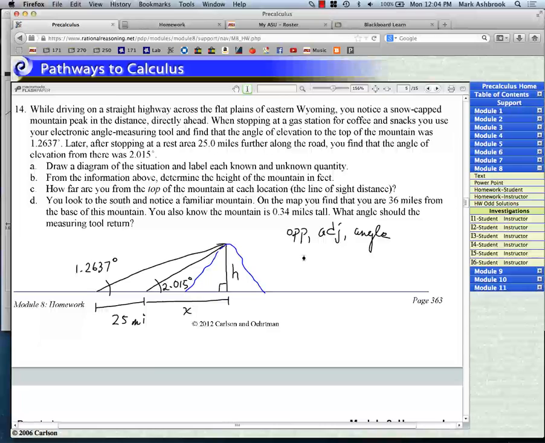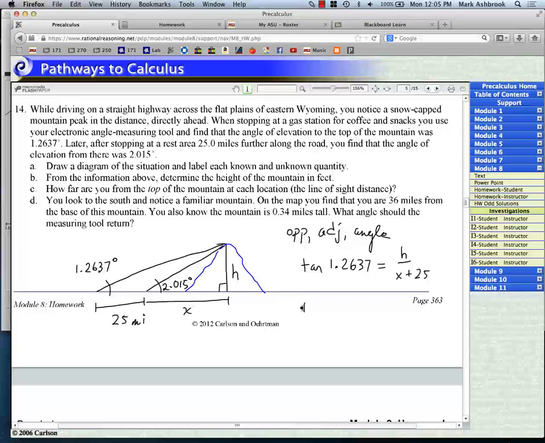So we can write two expressions here. Tangent of 1.2637 is, and what is the relationship for tangent? Opposite over adjacent, which would be h over, and what is my adjacent side for this angle? It'd be x plus 25.